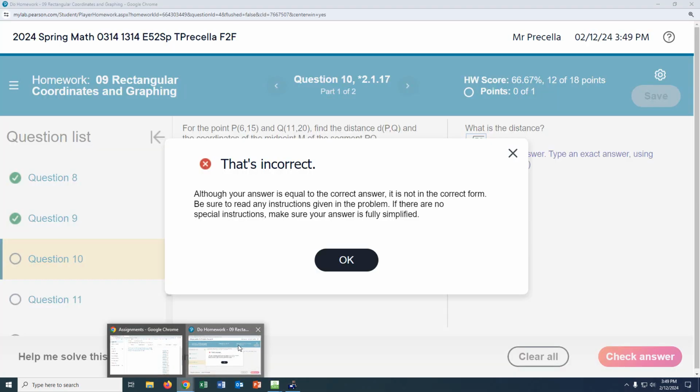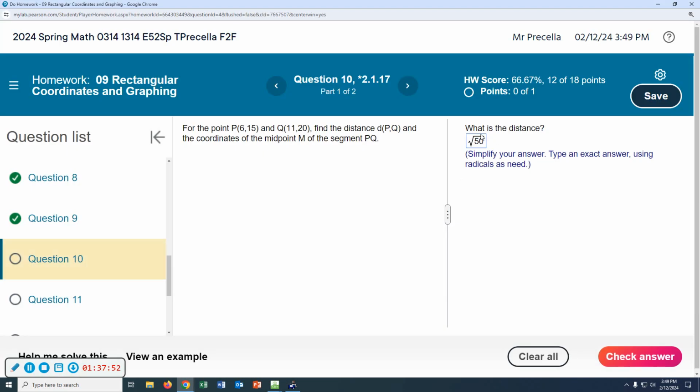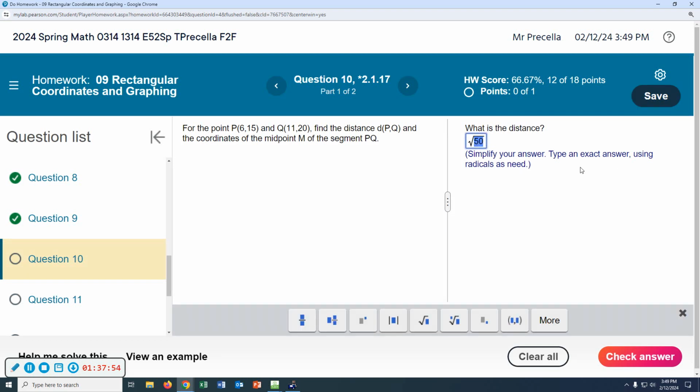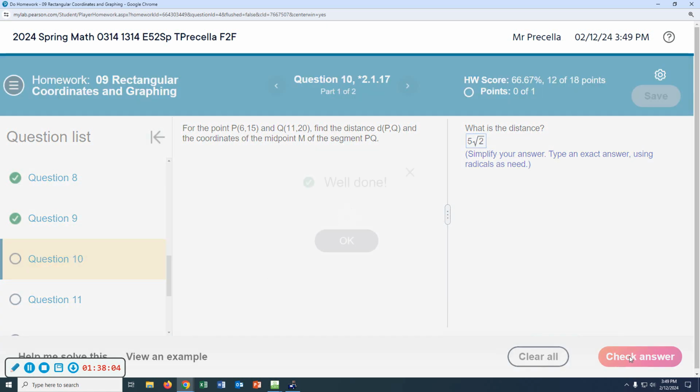Okay, now the midpoint. Go ahead and type in the answer. 5 square root of 2. 5 square root of 2. Check it.